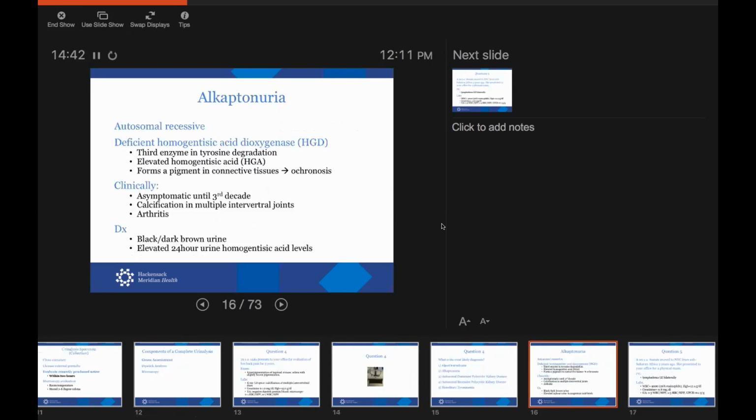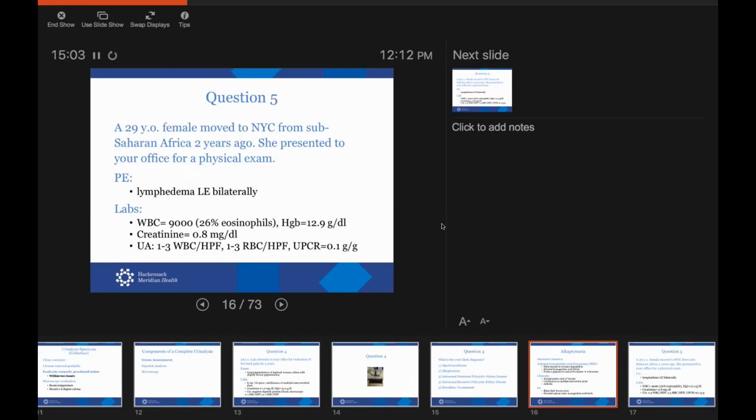Okay, and it's an autosomal recessive disease. This is the pathophysiology, and it basically causes elevated homogentisic acid levels, and you get brown discoloration of your sclera, and it's called ochronosis. But I throw this slide in there, so look at the urine, especially when you're looking for blood or different kinds of disease states.